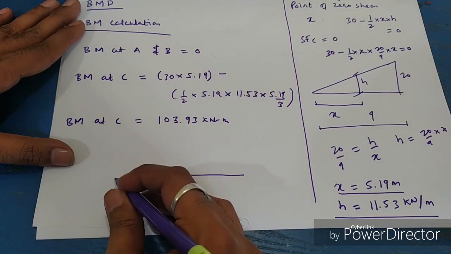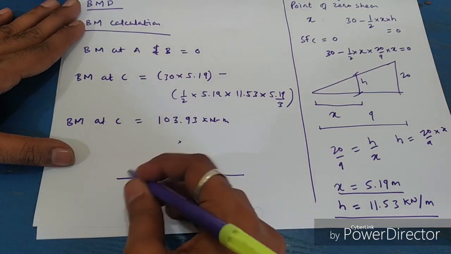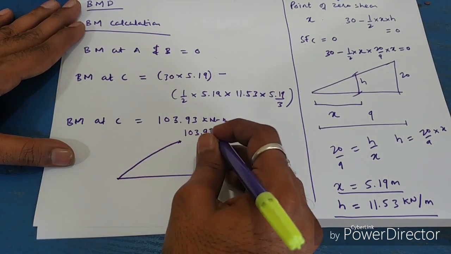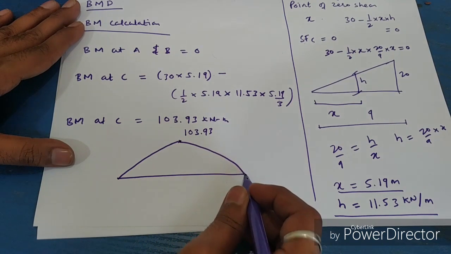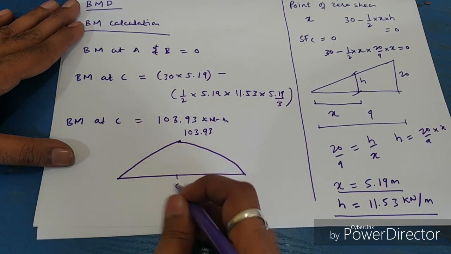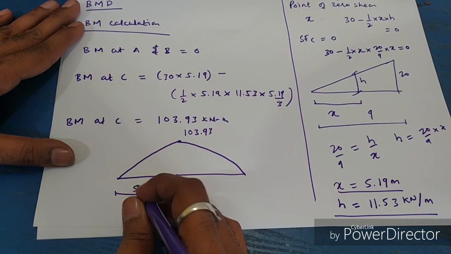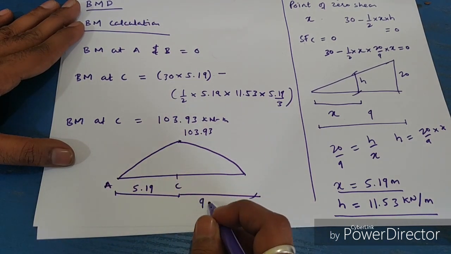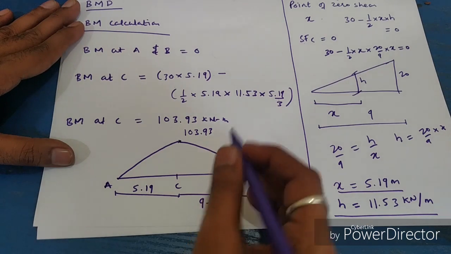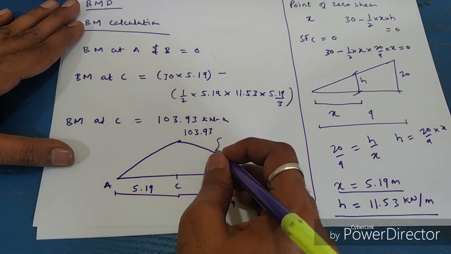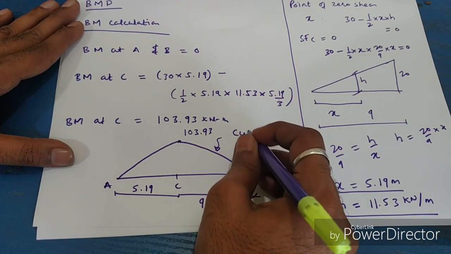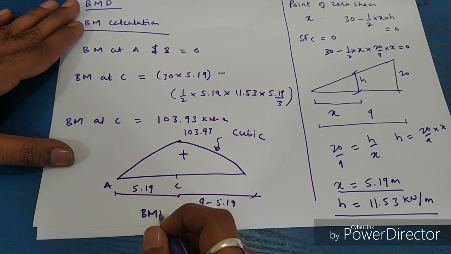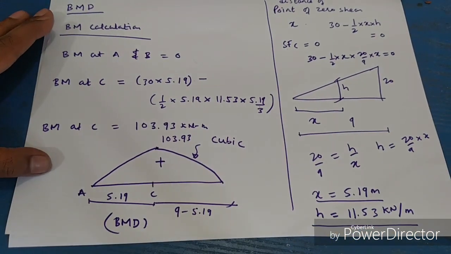So now we can draw the bending moment diagram. Bending moment diagram: at A it is 0, at C it is 103.93 and at B it is 0. So C is at a distance 5.19 from A, and this distance you can calculate 9 minus 5.19. And the nature of the bending moment diagram is cubic, positive BMD.